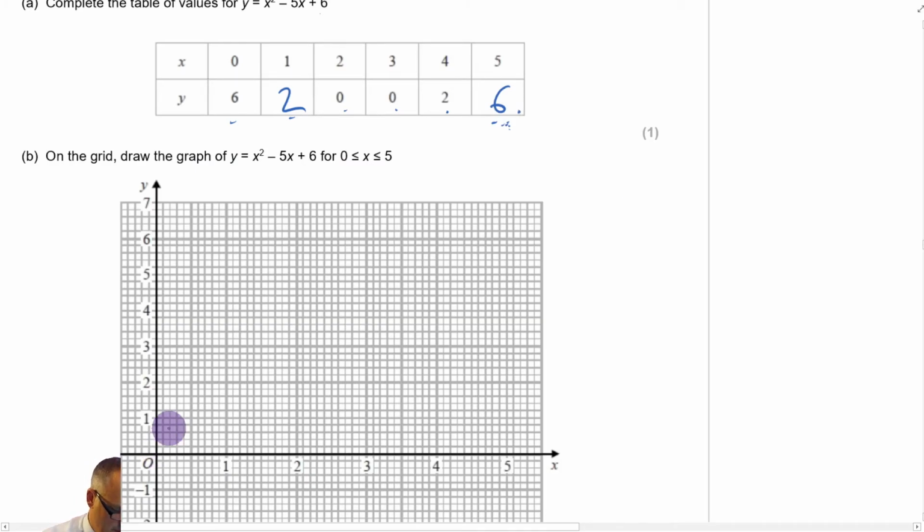So I've got the point (0, 6), so I plot that. I've got the point (1, 2), so I plot that. I've got the point (2, 0), so I plot that. (3, 0), (4, 2), and (5, 6). Now this is not a straight line, so it's a curve. And you have to try and draw as smooth a curve as you can. I'm going to try and do this on this screen, which is not easy to do.